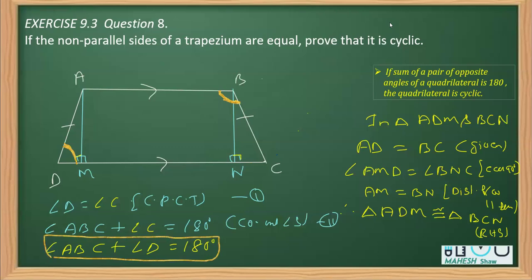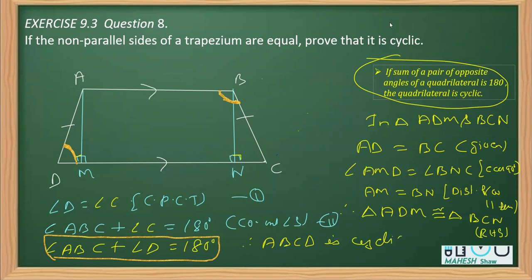And as you know, as I told you in the beginning, if you prove that the sum of a pair of opposite angles of a quadrilateral is supplementary, then it becomes a cyclic quadrilateral. Therefore, ABCD is cyclic. This is what we had to prove in this question.